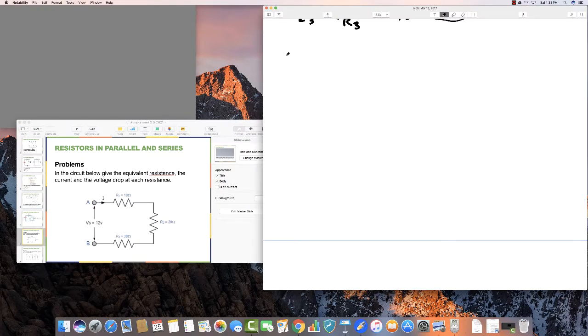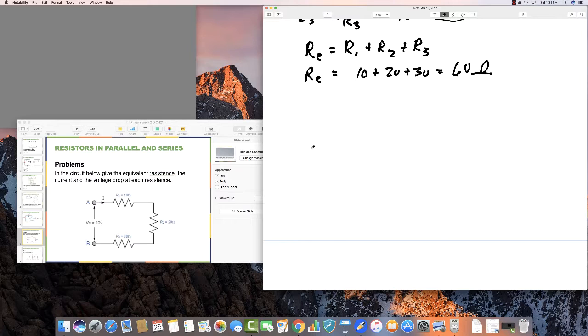Okay, so first of all, we know this is a series circuit, so the equivalent resistance is going to be equal to the sum of the resistances. And so the equivalent resistance here is going to be equal to 10 plus 20 plus 30, which is 60 ohms. So that's the equivalent resistance. Now the current, obeying Ohm's law, is V over the equivalent resistance, or 12 divided by 60, or 0.2 amp. And so there's 0.2 amps here, 0.2 amps here, 0.2 amps here.